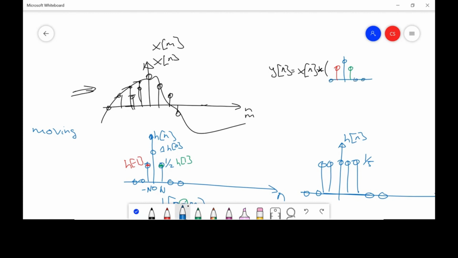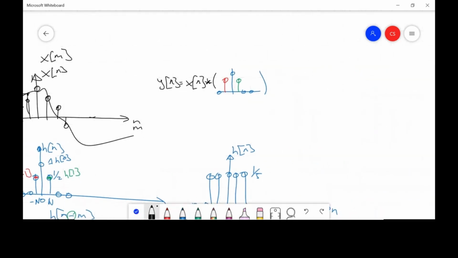All the rest are zeros. So this is my kernel. I want to convolve with that. Okay, now let's not be loose about the notation. So that thing I can write as x of n convolve with what? Okay, so then convolve with 1/2 delta n plus 1, plus 1 times delta n, plus 1/2 delta n minus 1.